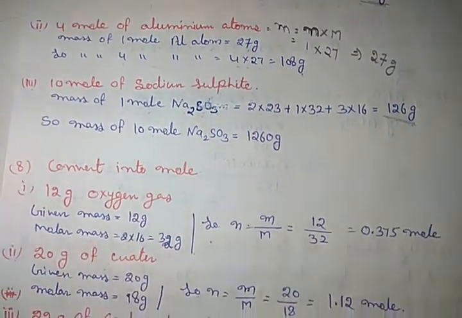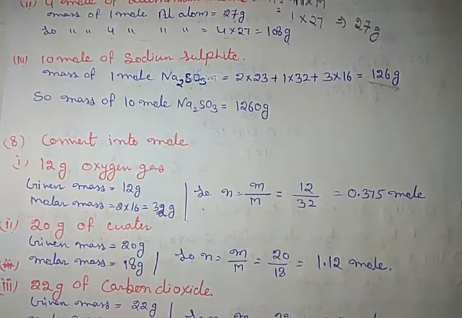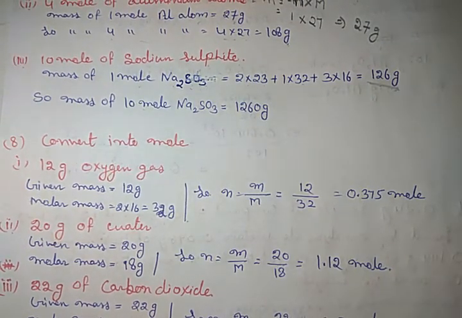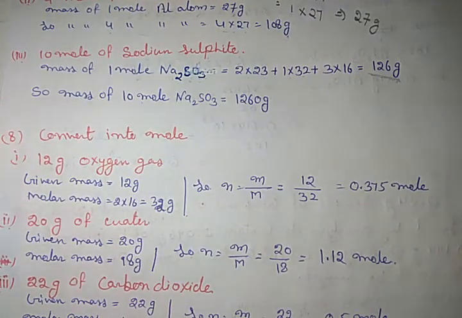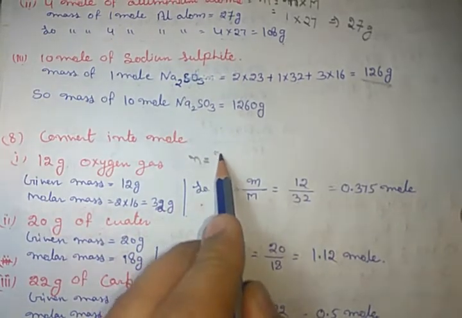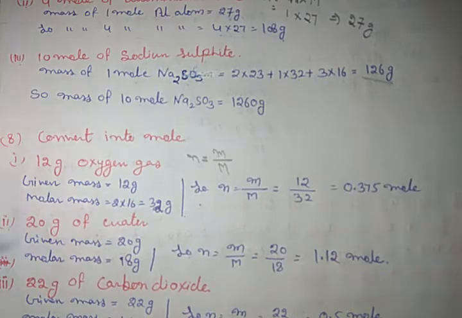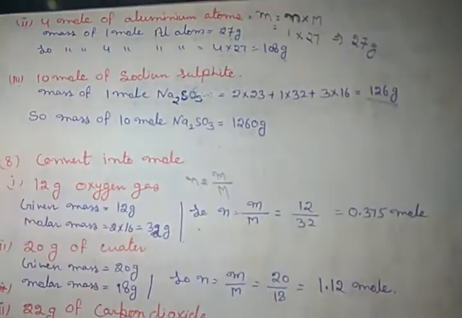Okay. Now the eighth question is convert into mole. Now the mass is given, and we have to convert it into the number of moles. Similar things: from the mass, as you know, the number of moles is equal to given mass divided by molar mass. Got it?